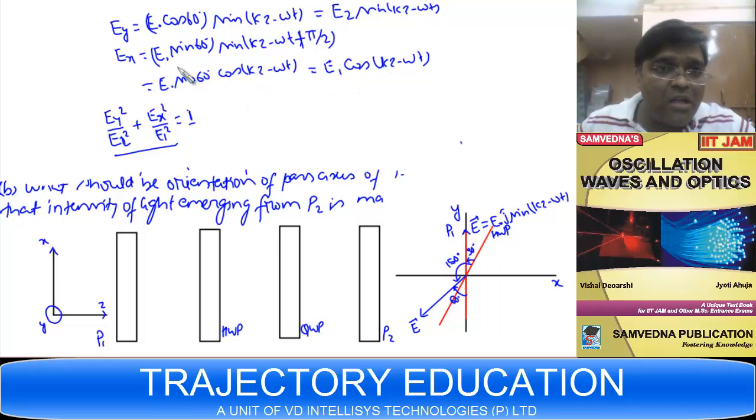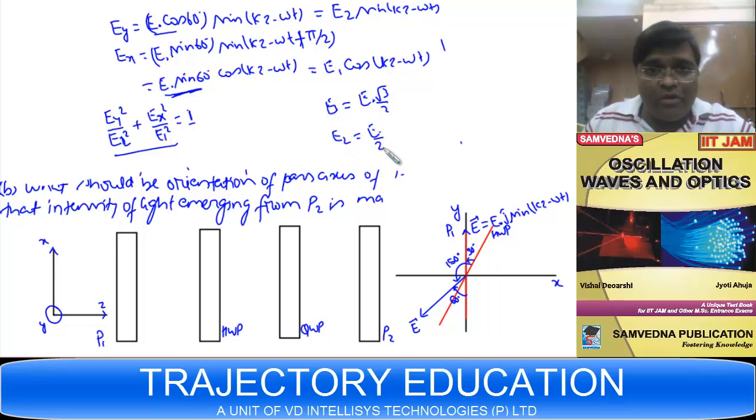What will be the major axis? This one, E naught sin 60. Which one is higher, E1 or E2? E1 is E naught sin 60, E2 is E naught cos 60. So this one is higher. E1 is E naught root 3 by 2 and E2 is E naught upon 2, right? So the nature of light will be elliptically polarized light.